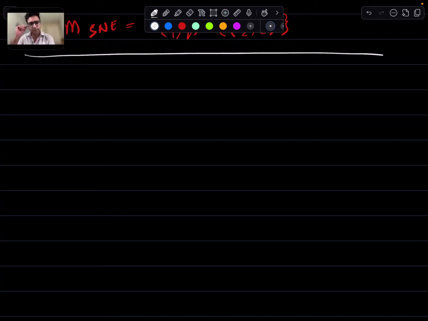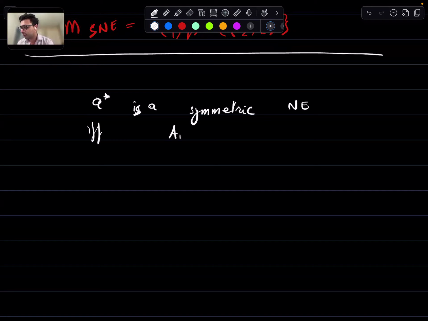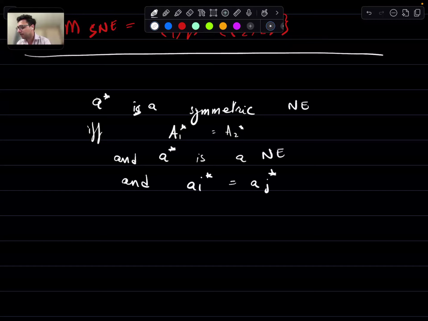So you guys remember what a symmetric Nash equilibrium is? Let's start here with what you might remember. A star is a symmetric Nash equilibrium if and only if a1 star equals a2 star. A star has to be a Nash equilibrium already. And ai star equals aj star for all i, j.